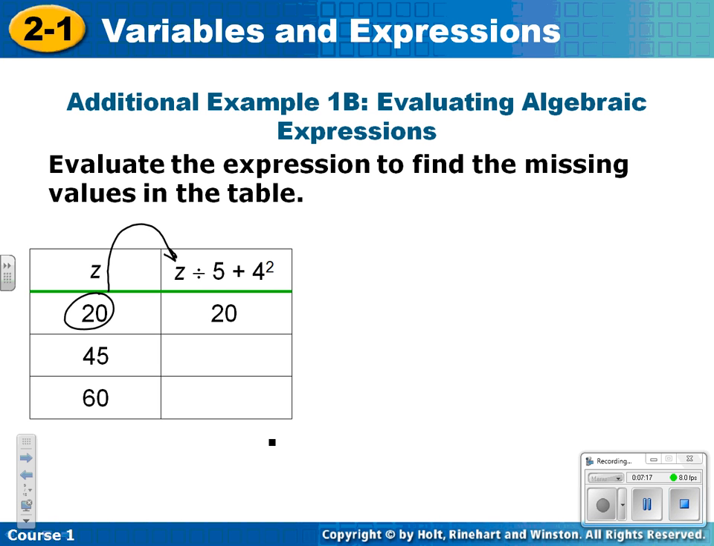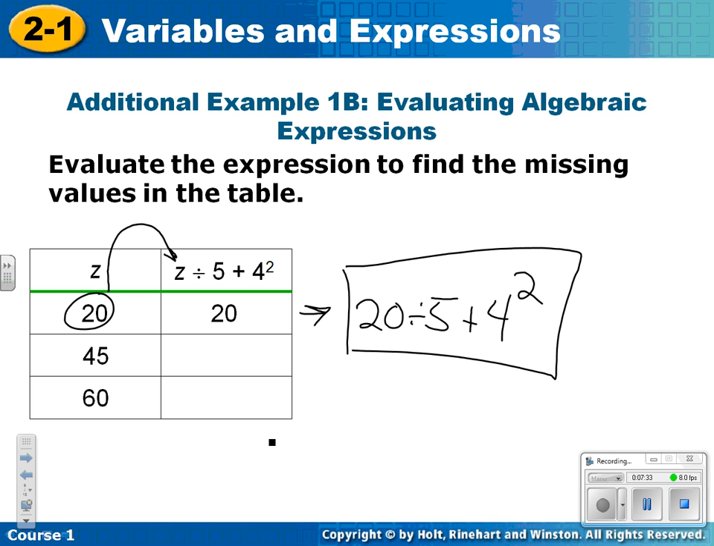So eventually this problem is going to be 20 divided by 5 plus 4 squared. Now, what do we know about this right here besides the fact that it's a numerical expression? Why is this a numerical expression, by the way, and not an algebraic expression? Why is this numerical? It's got symbols. It's got a division. It's got an addition. It doesn't have any letters, which would be it doesn't have a variable. So let's solve this problem.